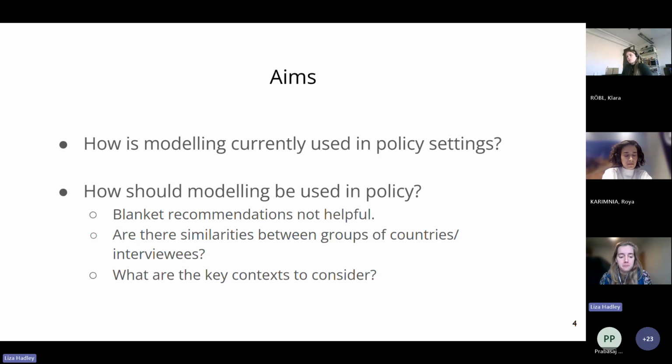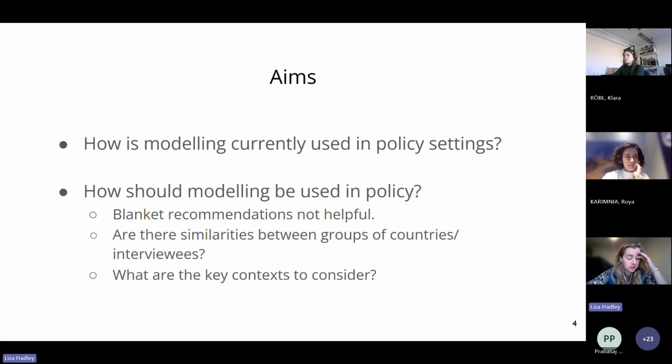So I would say that sort of blanket recommendations, by this I mean things like we should communicate more, or we should work together better, I think that's not helpful. That's something we already know. What we wanted to get at with this study is some of the details and how things worked in practice. And to think about the second bullet point here, are there similarities between groups of countries or between interviewees? Are there sort of different situations that we should be considering rather than just trying to give one sort of blanket guideline? And if there are different situations, what are these kind of key contexts to consider?